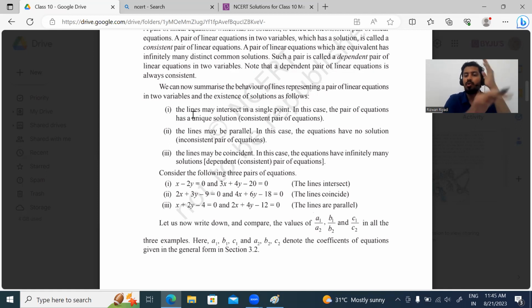In the first case, we discussed lines intersecting like this. But in the second case, the lines are parallel. We know that parallel lines never intersect. It will be like this. Parallel lines never intersect. So the lines may be parallel.